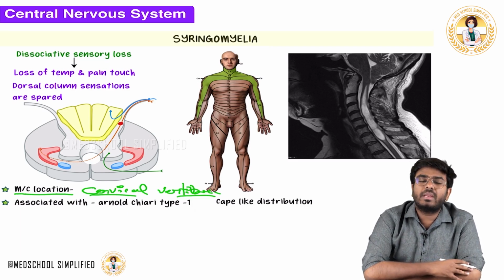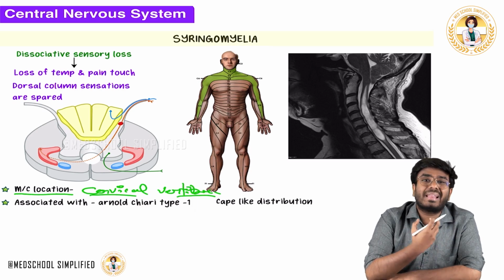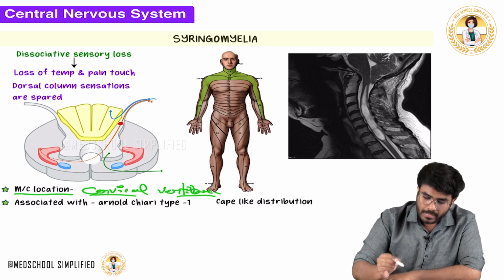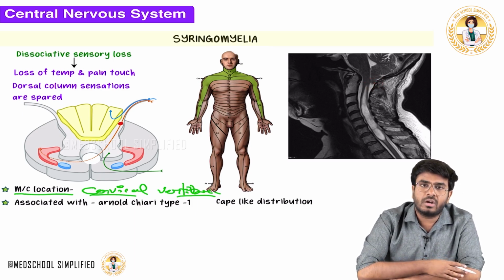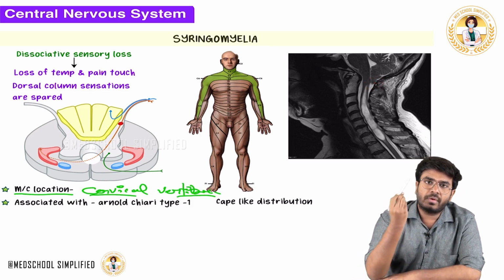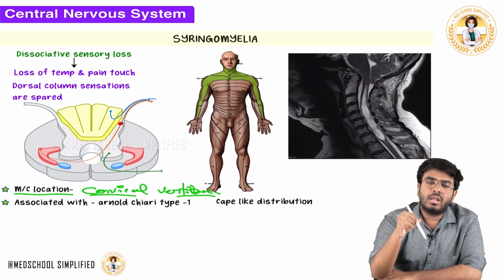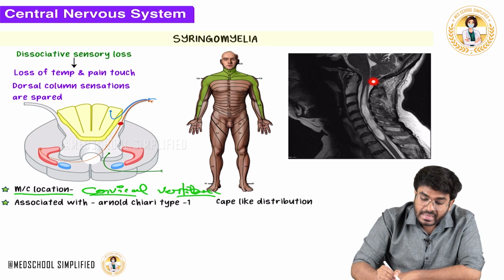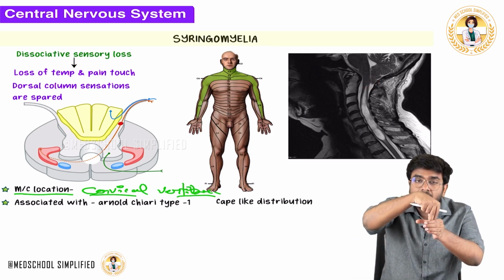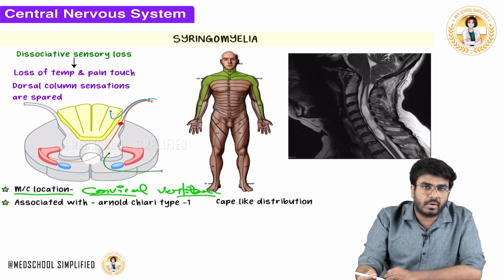What is happening in Arnold-Chiari malformation type 1? The cerebellar, not cerebral, cerebellar tonsils will herniate down onto the spinal cord through the foramen magnum. We all know that from the foramen magnum, the spinal cord descends down. This is called Arnold-Chiari malformation.